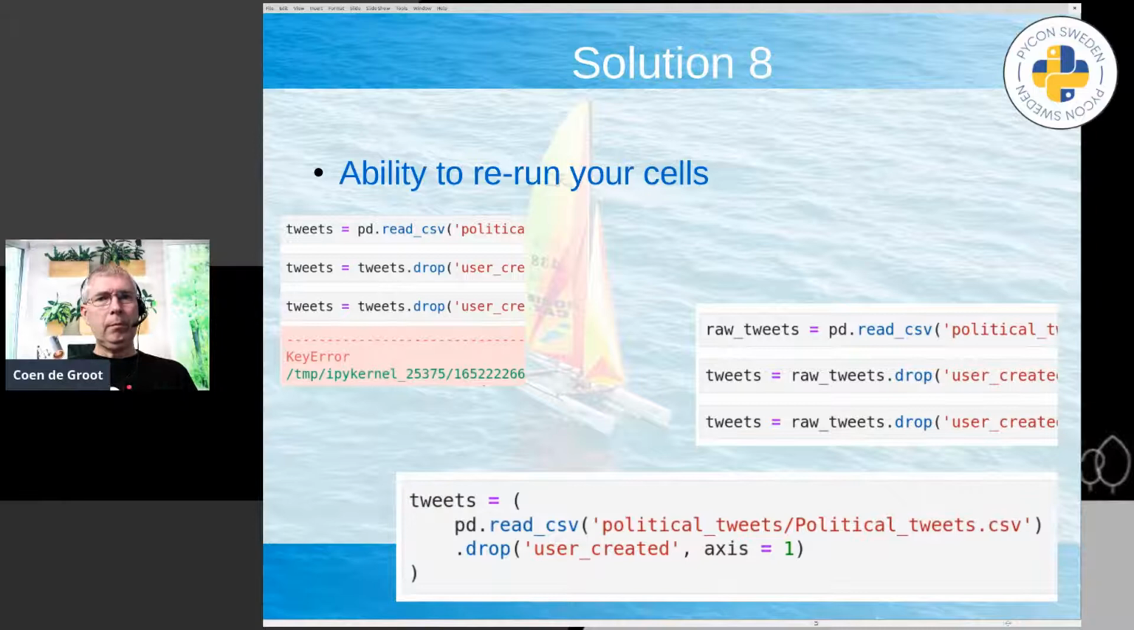Or you can create one cell that does all the work, like I'm showing at the bottom. I'm using chaining there to pull it all together, and brackets to make it a bit more readable. So you can take a whole bunch of steps. Here there's just two steps: read it in, drop it. But then you can do all your tidying in one go. And that cell you can run again and again.